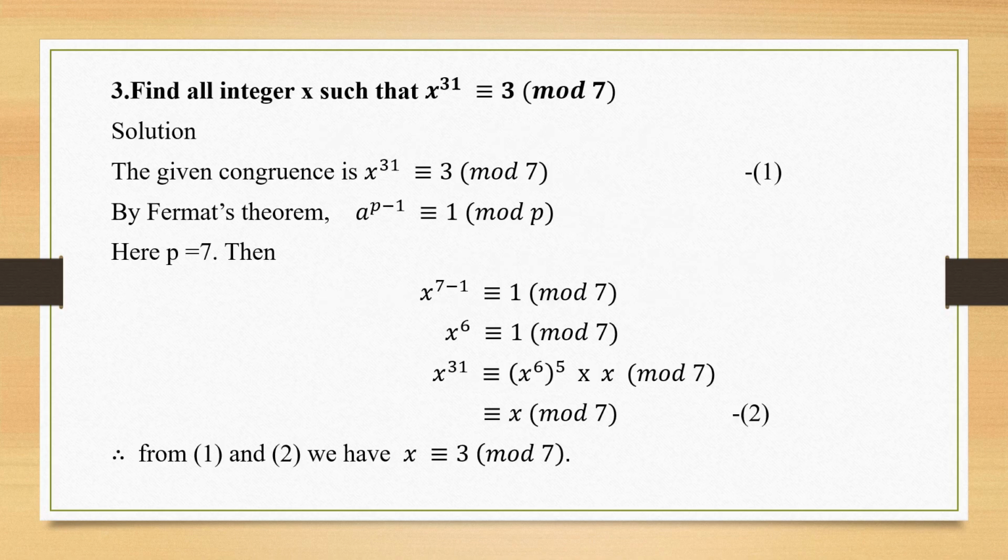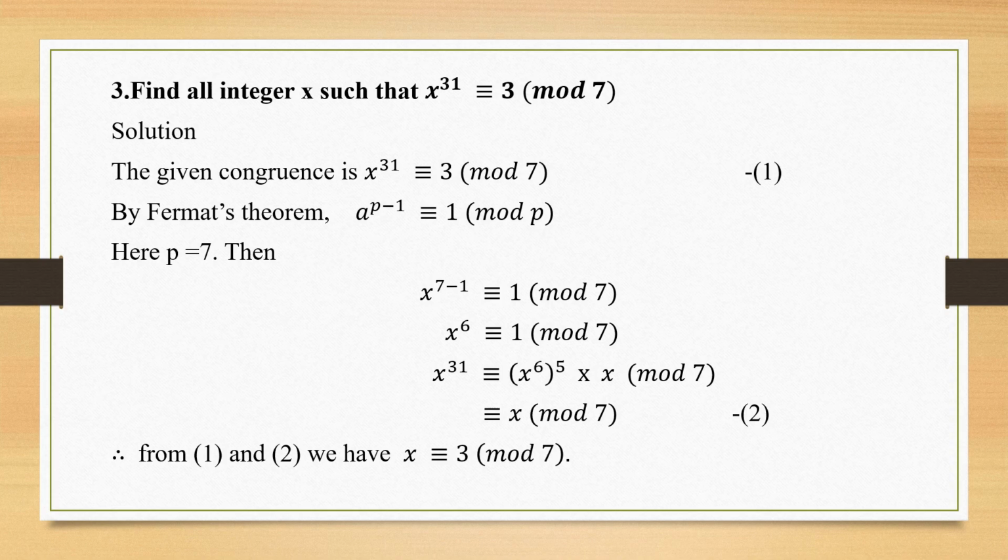Now we are in the third problem. Find all the integers x such that x raised to the power of 31 is congruent to 3 mod 7. Now the solution. The given congruence is x raised to the power of 31 is congruent to 3 mod 7. Let's name it equation number 1.